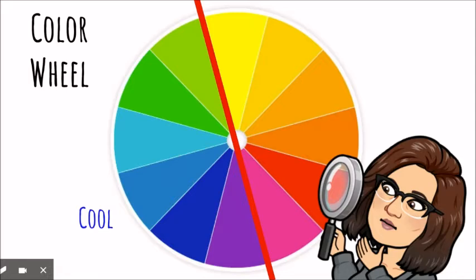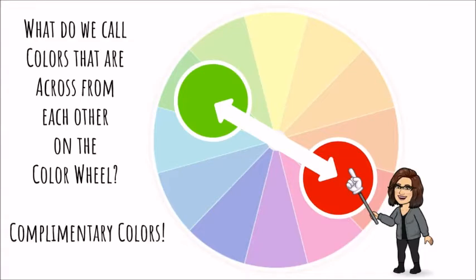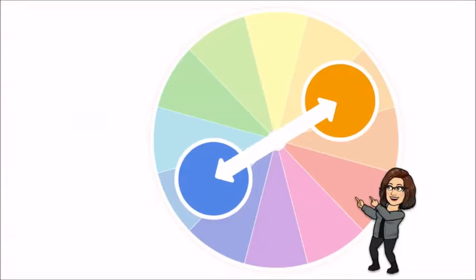So what do we call colors to the right of my line? They are warm colors. The yellows, the oranges, the reds, the pinks. These colors look like colors of a sunset. They feel warm to our eyes. So does anyone know what we call colors that are across from each other, or opposite each other, on the color wheel? These colors are known as complementary colors. When things complement each other, it means they go together, like when you give your friend a compliment. Complementary colors include green and red, yellow and purple, and blue and orange.